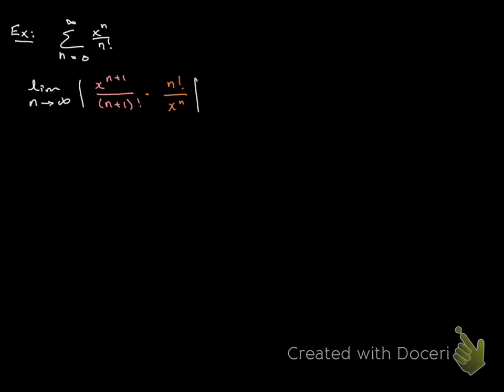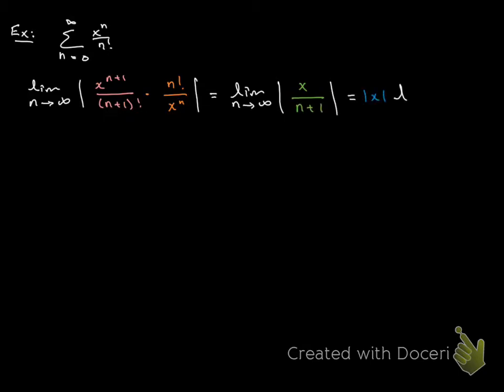Again, split some things apart. I see some cancellations coming. With n going to infinity, I have x times x to the n divided by x to the n. The x to the n's are going to cancel. I'm left with just an x in the numerator. And the n factorials are going to cancel, leaving me with an n plus 1 in the denominator.